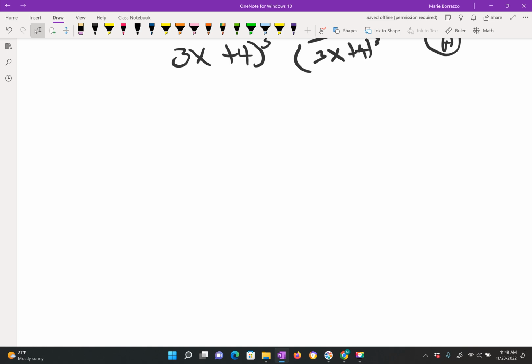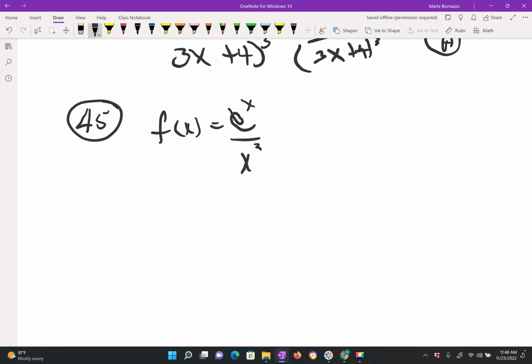All right, number 45. They give you f of x is equal to e to the x over x cubed. So I'm going to go ahead and let's just go ahead and graph this first and see what happens.